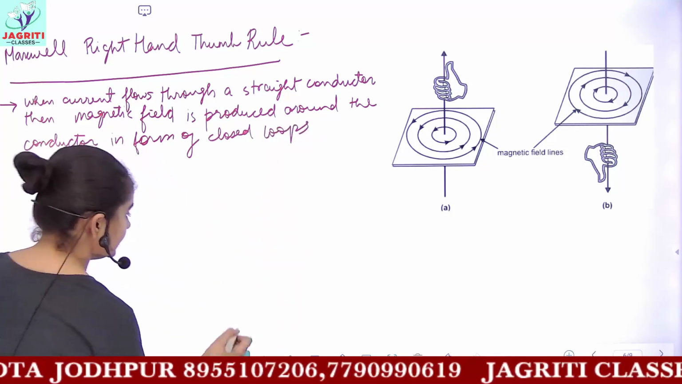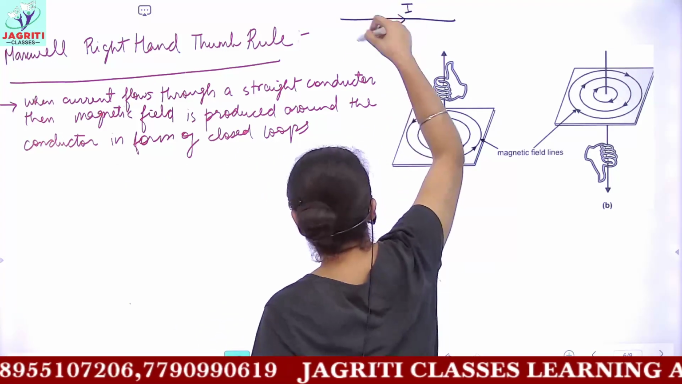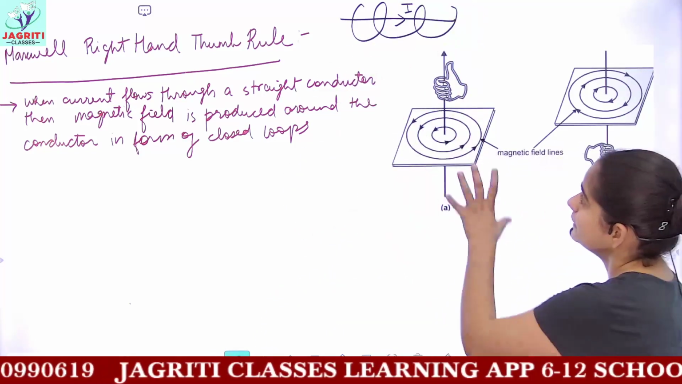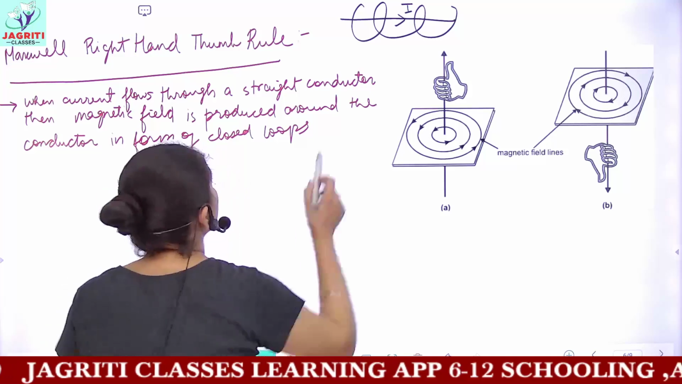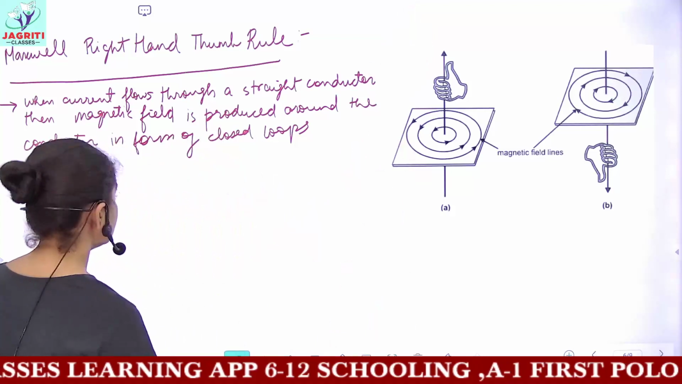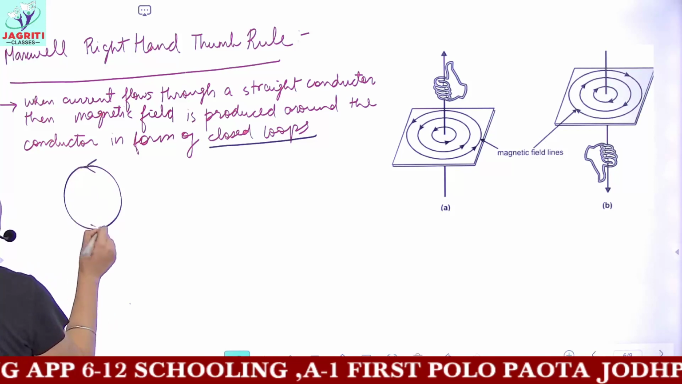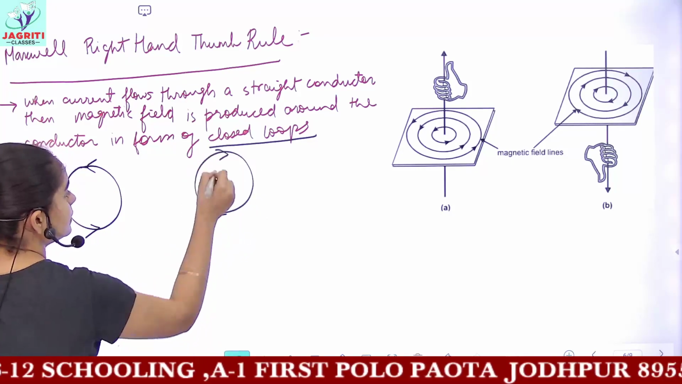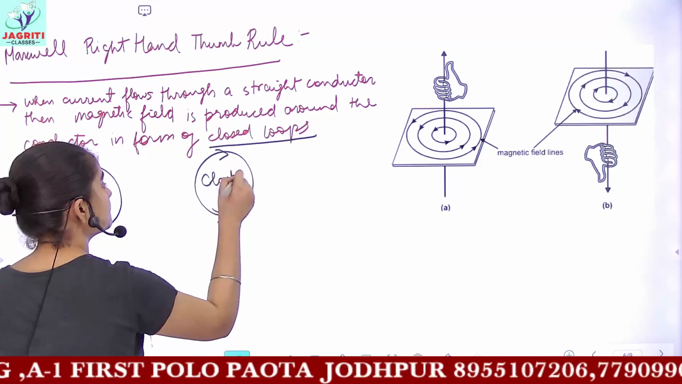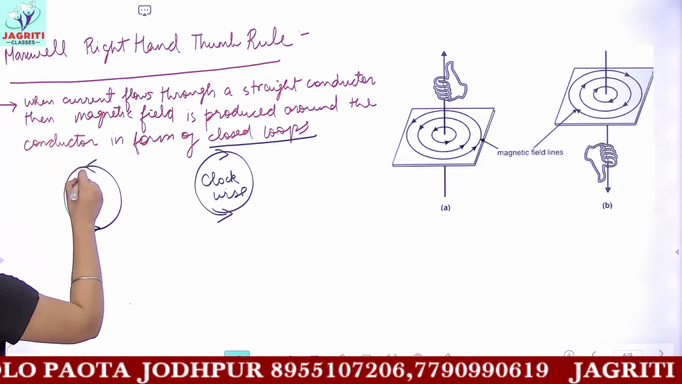We all know, we have done this so many times, that if this is our conductor and this is the direction of current, then a magnetic field would be produced around this conductor in the form of loops. This magnetic field can have two different directions. The closed loop can either be in this manner or in this manner. This is clockwise, or the magnetic field which can be produced can be anti-clockwise.